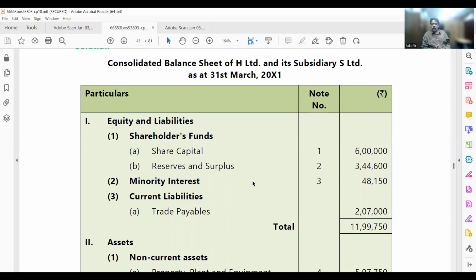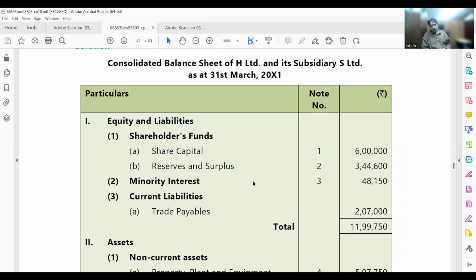Now let's go ahead and take on the balance sheet. But remember one thing, when you prepare the CBS, take only the holding company share capital. And for reserves and surplus, refer to step number 6. For minority interest, refer to step number 3. You don't once again show that in the note to the balance sheet. And then all other assets and liabilities can be added up. But be careful with your property, plant, equipment, because assets have been revalued.